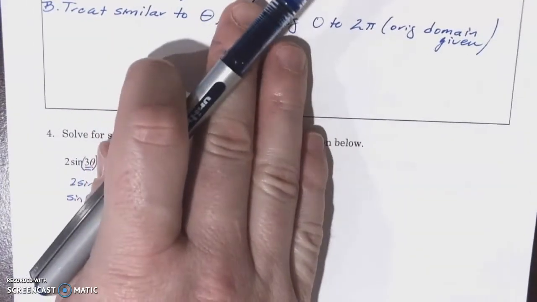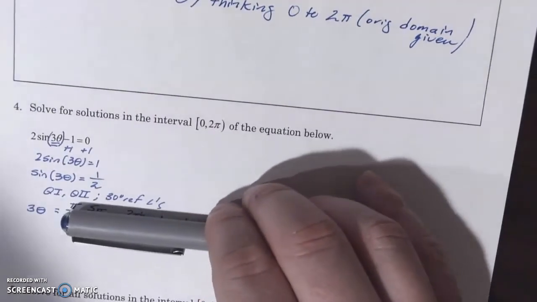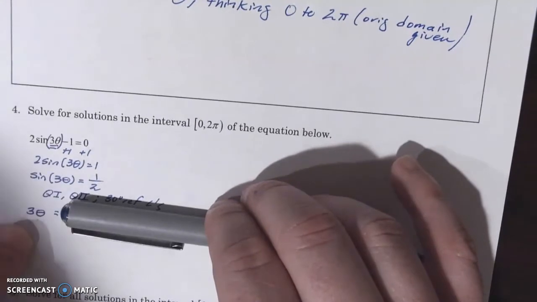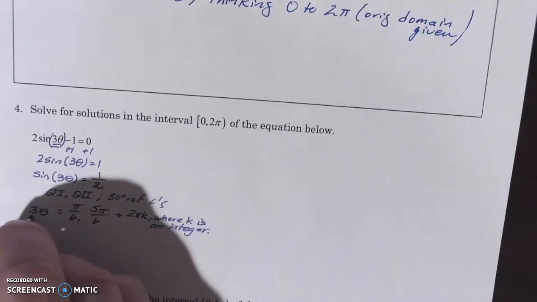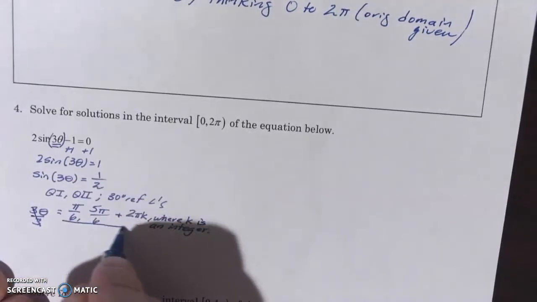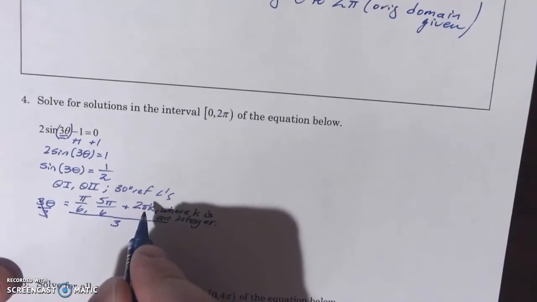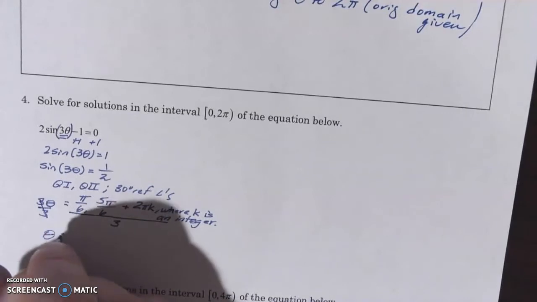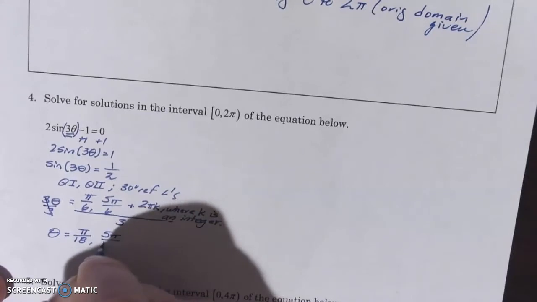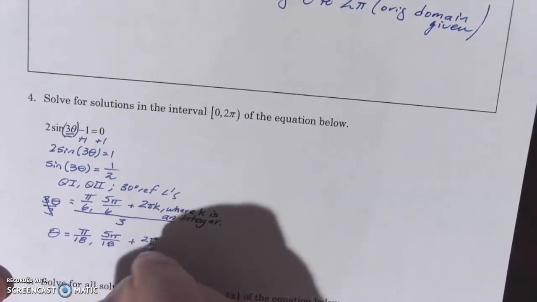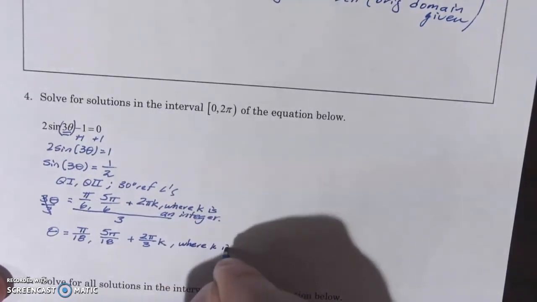Now, forgetting about what's on the right side of this equation for a second, algebra would tell us that if I want to solve for theta, and I have an equation that says 3 times theta, we're going to divide by 3. We're going to divide everything by 3, including that plus 2 pi k. So now theta is going to equal pi over 18, or 5 pi over 18, plus 2 pi over 3 k, where k is an integer.